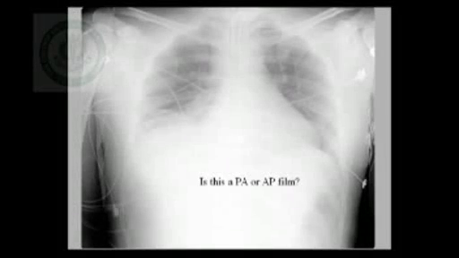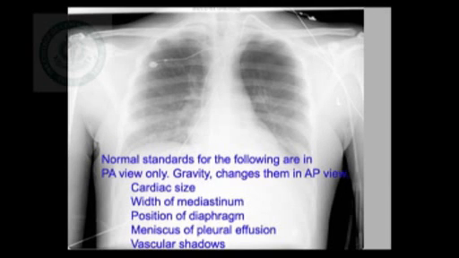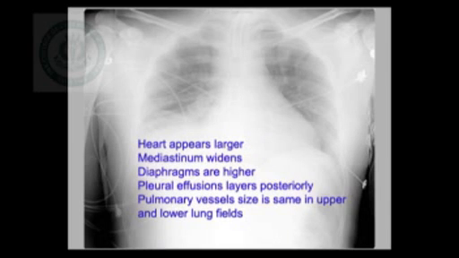It also depends upon whether it is taken in PA or AP projection, and the width of the mediastinum. The mediastinum appears widened in an AP view, and you also look at the position of the diaphragm. In a normally taken PA view, the position of the diaphragm is at the level of the 10th rib, whereas in an AP projection, the diaphragm appears much more elevated.